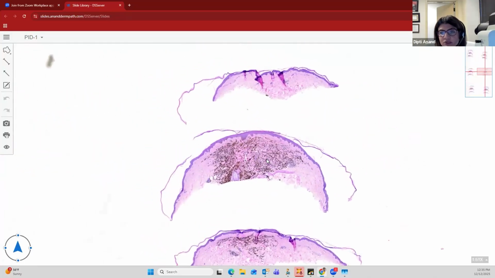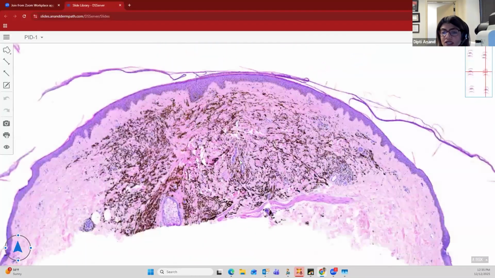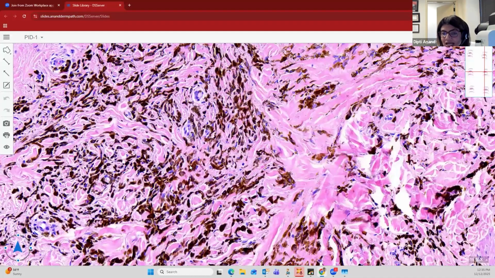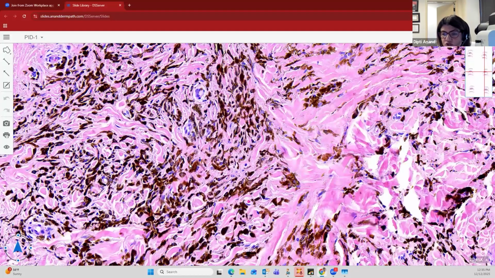The first important thing with this is to basically recognize the difference between melanin pigment and hemosiderin pigment. The melanin pigment is going to be much coarser, darker, black brown as compared to hemosiderin, which is going to be more of golden brown and refractile. Honestly, it's much easier to recognize the difference between these two pigments when you are visualizing the slides under the microscope. But in digitalized slides, it's a little challenging.